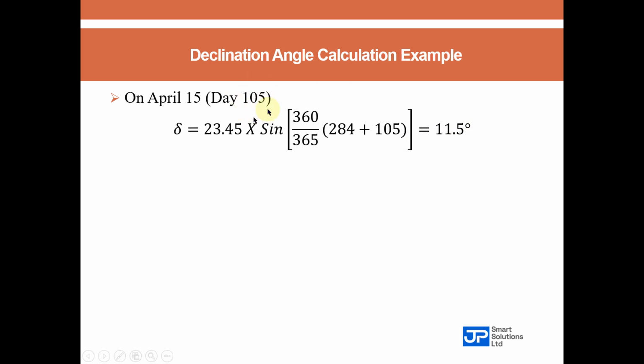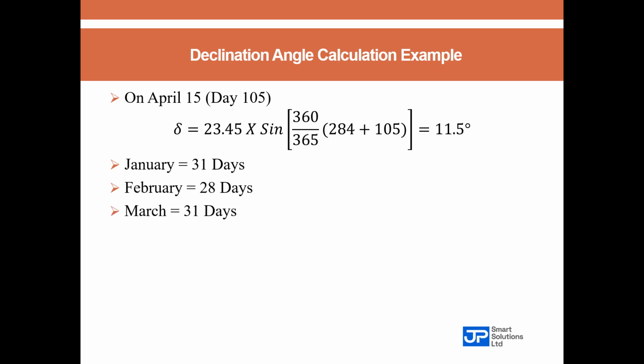Now, how were we able to realize that April 15th is day 105? Now, we know that January has 31 days, February has 28 days, unless it's a leap year, then we have 29. So we're assuming it's not a leap year. And then March also has 31 days. And we are saying 15 days from April. So if we take the sum of all these, 31 plus 28 plus 31 plus 15, it gives us a total of 105 days. And that's how we get 105 here, and the 105 as April 15th.